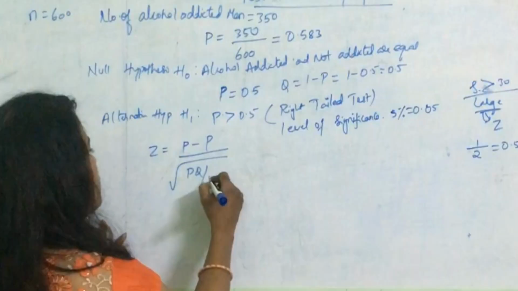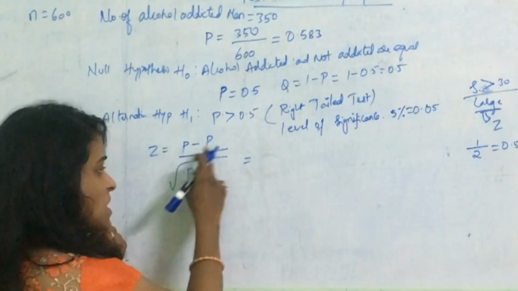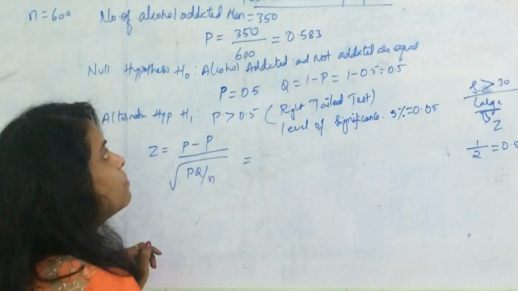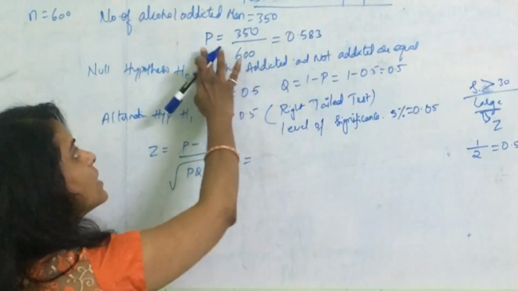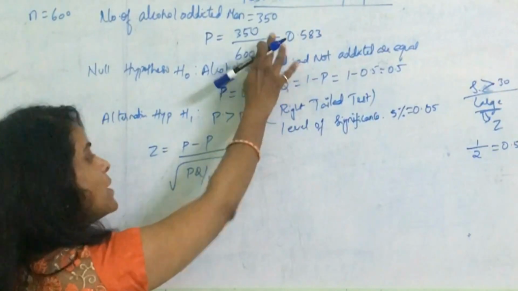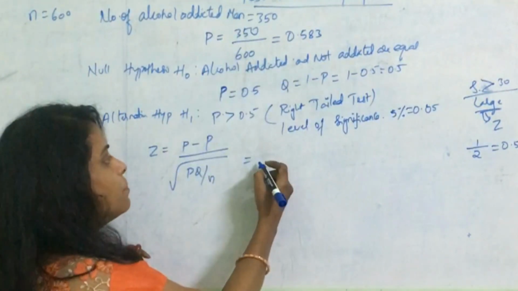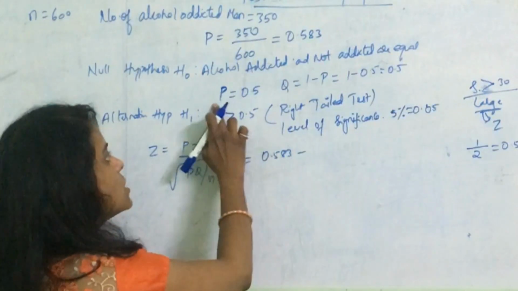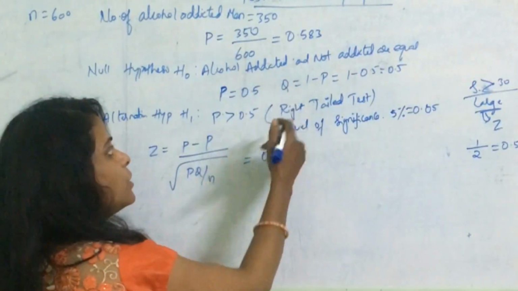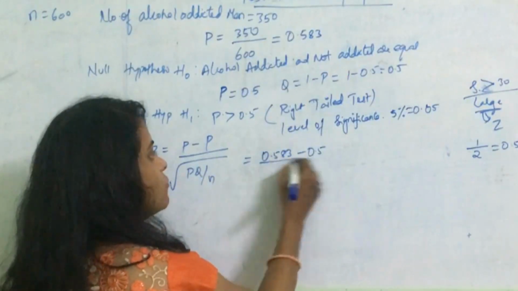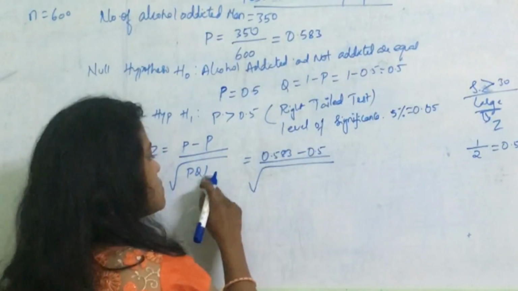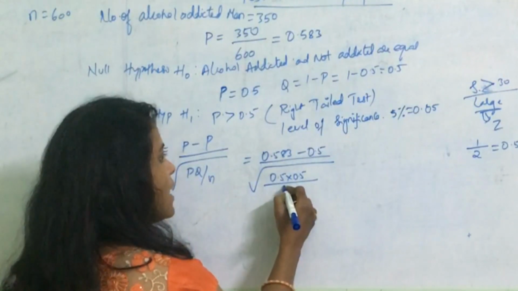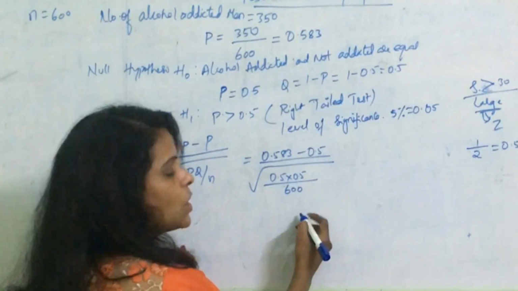Okay, now we will take the formula, that is z equals to p minus P by square root of P into Q by n. So what is this p here? It is a small p and this is a capital P. Don't get confused. Small p is nothing but the actual probability given in the question, that is the alcohol addicted people. Okay, so that is 0.583 minus, what is our capital P and capital Q value? P value is 0.5 by square root of 0.5 into 0.5 by, what is the n value we have here? 600.